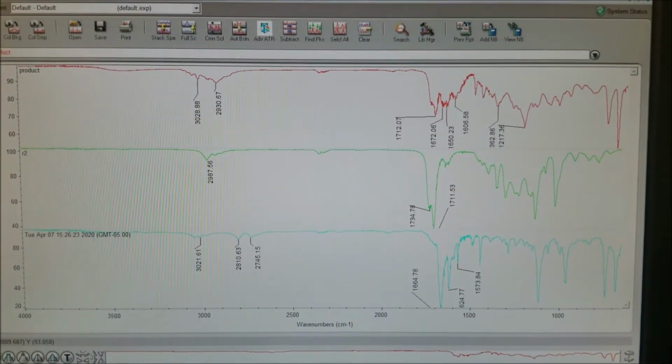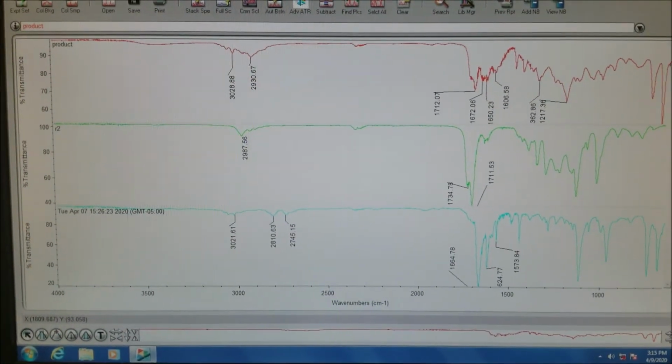At this point, I ran an IR of both starting materials, which are trans-cinnamaldehyde and ethyl acetoacetate, and my product. This way we can compare the three. Please note in these spectra, the red spectrum is my product, while the other two are my reagents. Okay, let's see how well this looks.